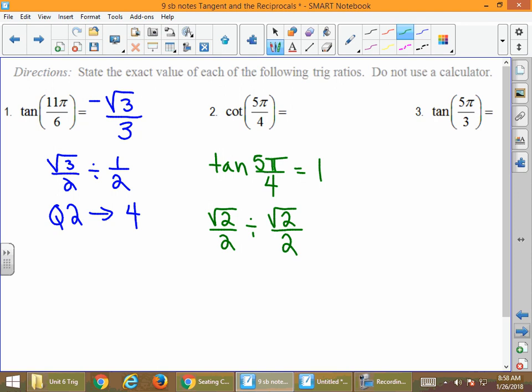But once again, what quadrant is 5 pi over 4 in? Well, 5 pi over 4 is quadrant 3. The numerator is 1 bigger than the denominator. That's how I know that. So is tangent positive or negative in the third quadrant? It's positive. But lastly, what we need is the reciprocal of 1, which is 1.